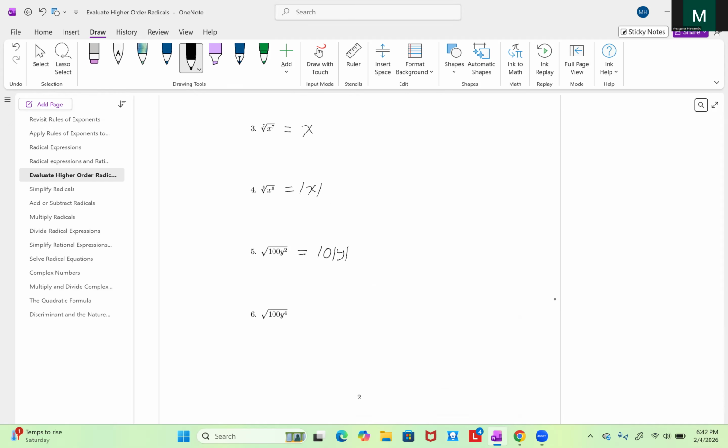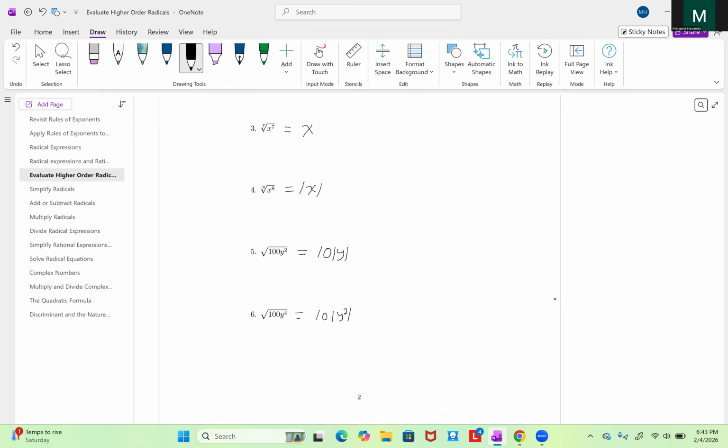Square root of 100y to the 4th power. The index is 2. It's even, so this evaluates into 10. And the square root of y to the 4th is y squared, because the index is 2 here, and it evaluates into y squared.